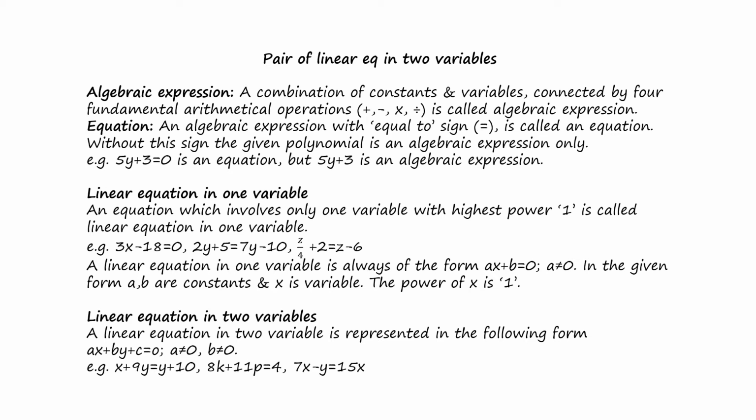See here in all these examples, the first example contains two variables x and y, the second example contains two variables k and p, the third example contains two variables x and y, but the highest power of all the variables is 1. So these are examples of linear equation in two variables.